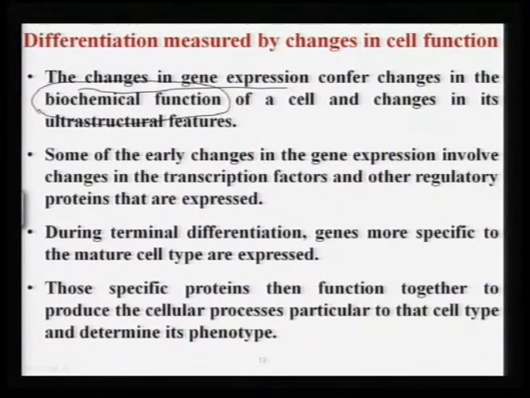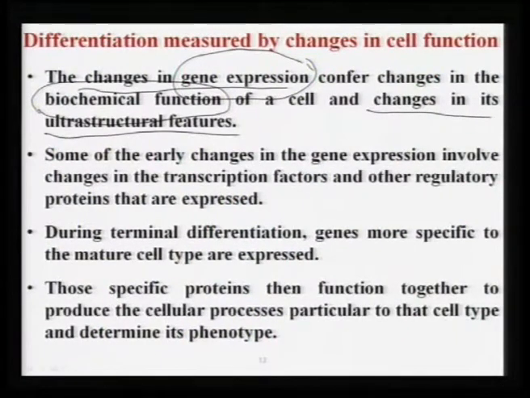Biochemical function means that a cell is always supposed to do a certain function, like connective tissue or endothelial cells, which are supposed to provide support. Connective tissue cells can also support mechanically the ligaments and tendons. So, all these functions are possible because they have a particular gene expression, and also many times changes in gene expression mean changes in its ultrastructural features.